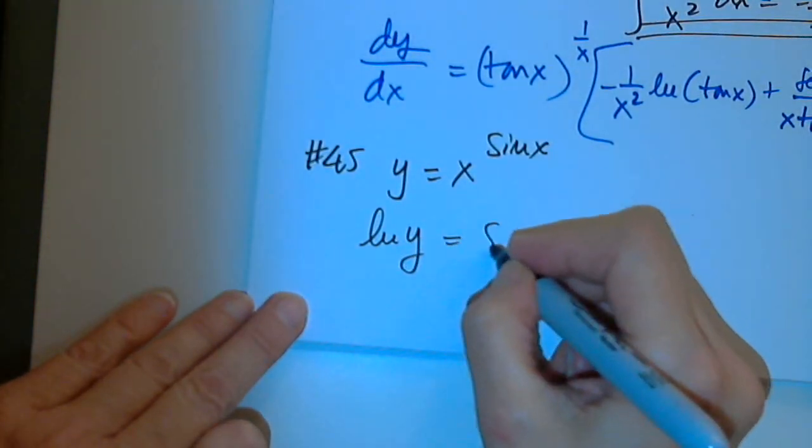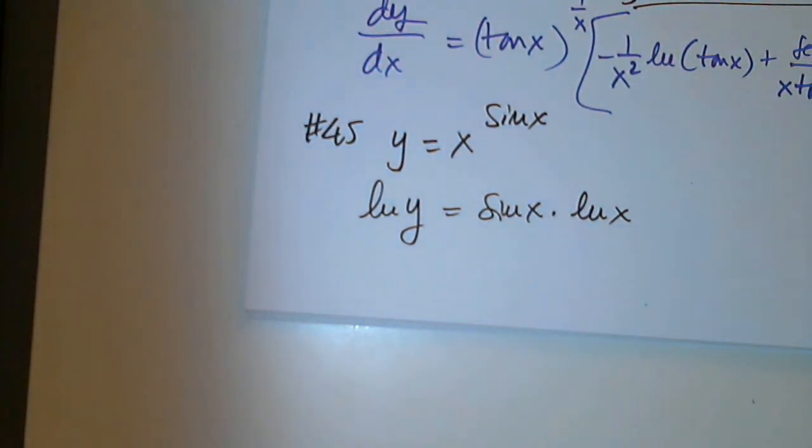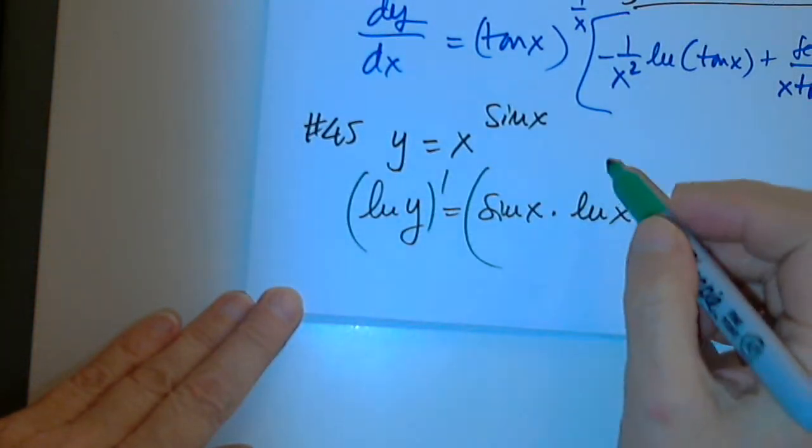Natural log y equals sine x times natural log x. Now all of a sudden the right-hand side is no longer a power, but a product. And now we have to use implicit differentiation, both sides.